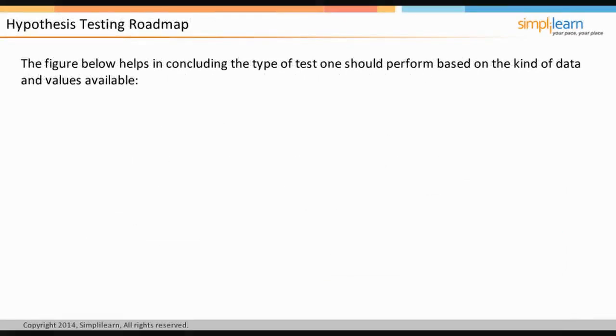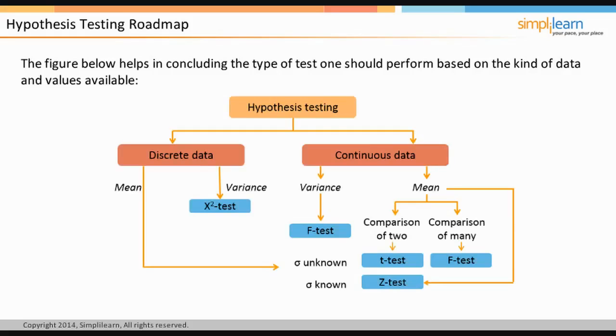This screen will focus on the hypothesis testing roadmap. Though the basic determinants of accepting or rejecting a hypothesis remain the same, various tests are used depending on the type of data. From the figure shown on the screen, you can conclude the type of test to be performed based on the kind of data and values available. For discrete data, if mean and standard deviation are both known, the z-test is used. And if mean is known but standard deviation is unknown, the t-test is used. If the standard deviation is unknown, and if the sample size is less than 30, it is preferable to use the t-test. If variance is known, one should go for chi-squared test.